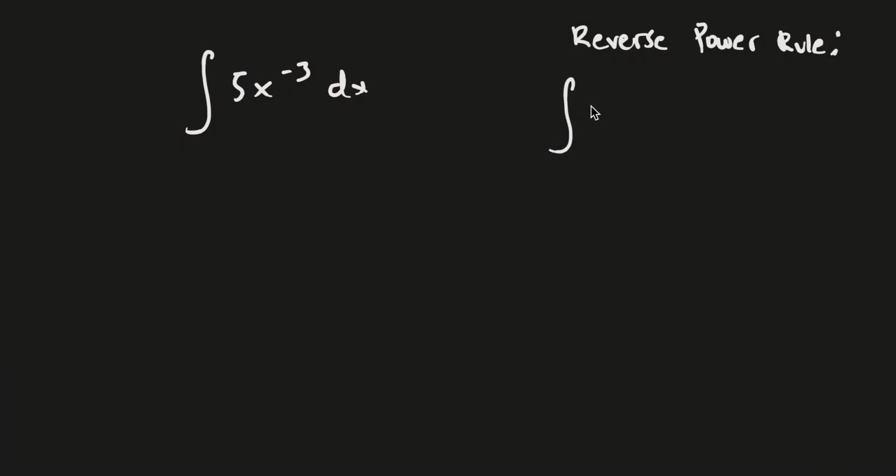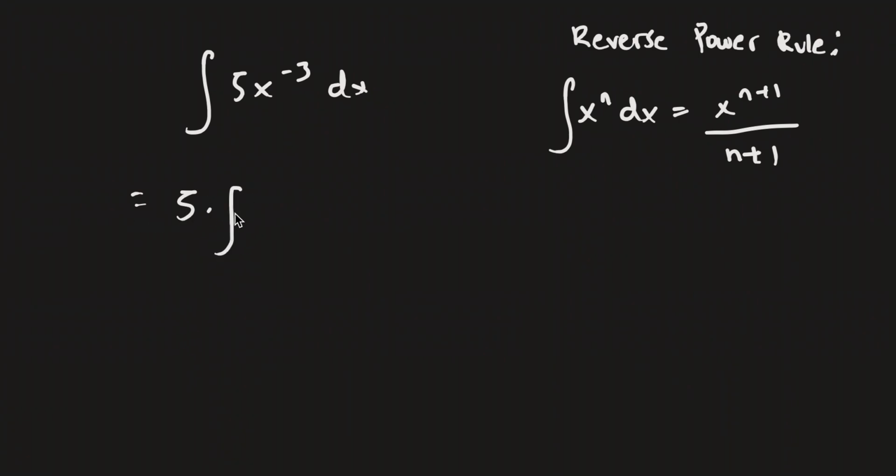The integral of x to the n dx is equal to x to the n plus 1 over n plus 1. So given that, let's try to evaluate this. Remember that the constants can be pushed outside and inside of the integral. We have that flexibility with integrals. So we can just push that 5 outside and take the integral of x to the negative 3 dx.